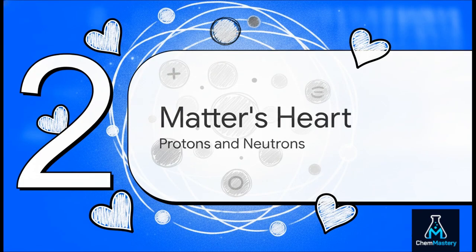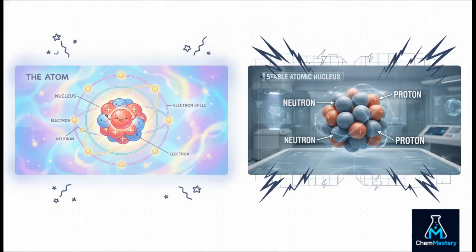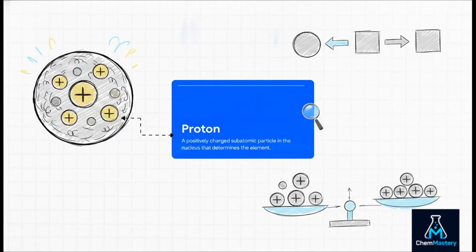Moving on to Section 2. The nucleus, matter's heart, specifically protons and neutrons. Now, we can really visualize this heart in two distinct ways. Conceptually, it's easy to think of it as this friendly little bundle of positive protons and neutral neutrons. But in reality, it's a highly dense, tightly bound cluster of subatomic particles, all locked together by these incredibly strong nuclear forces. It's intense.